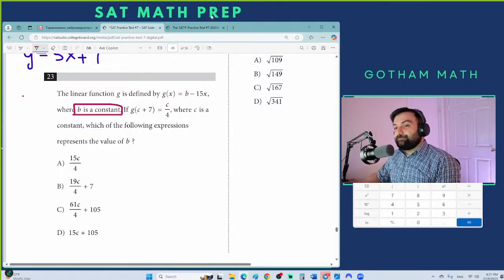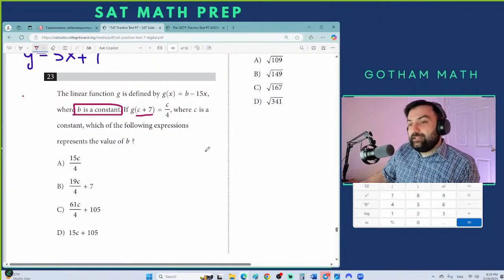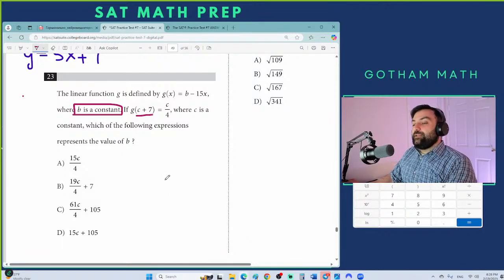So, and there is a function. So if g of c plus 7 equals c over 4, where c is a constant, which of the following expressions represents the value of b? Relatively easy question if you have ever done just general algebra.